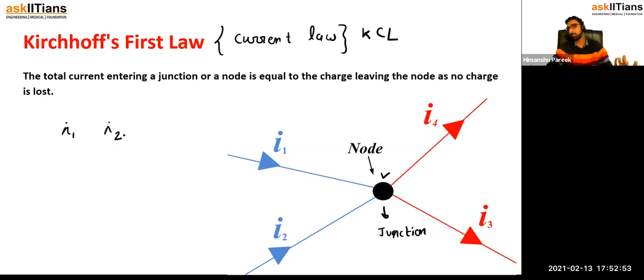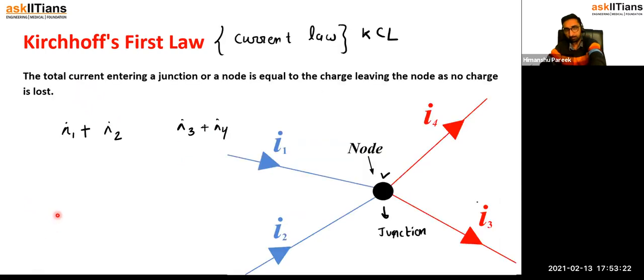So how much total current is coming at the junction? I1 plus I2. Now what is the total current leaving from there? I3 is going out, and I4 is also going out. So the total current leaving the junction is I3 plus I4. So I1 coming, I2 coming, I3 going, I4 going. The total current going is I3 plus I4 and the total current coming is I1 plus I2.